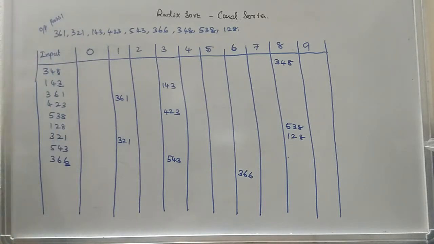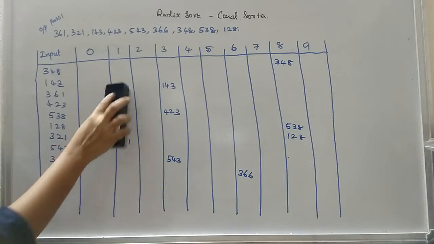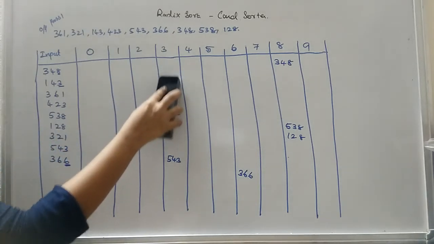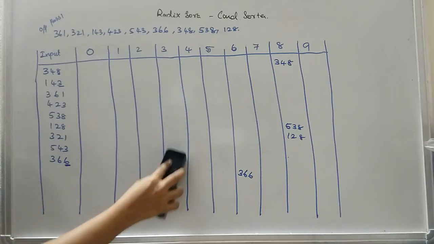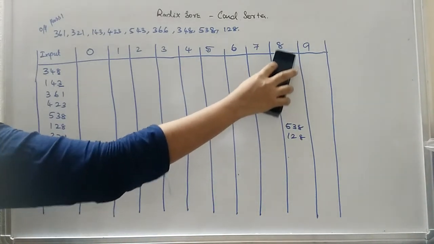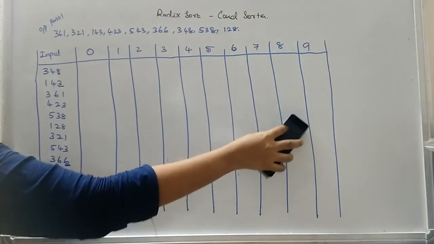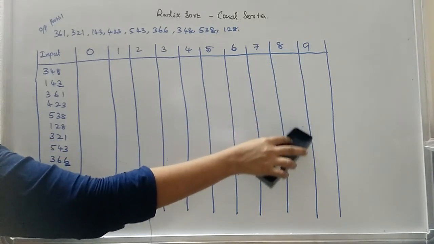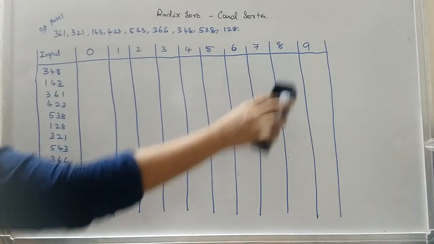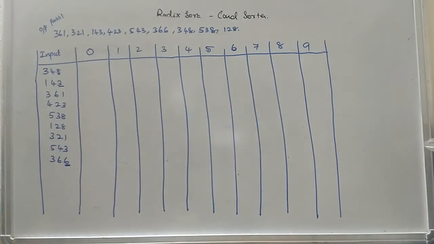By using this output we are going to do pass 2. So kindly remove these things. What I am going to do here is, in pass 1 I considered the least significant bit, that is, I considered the digits in the ones place.